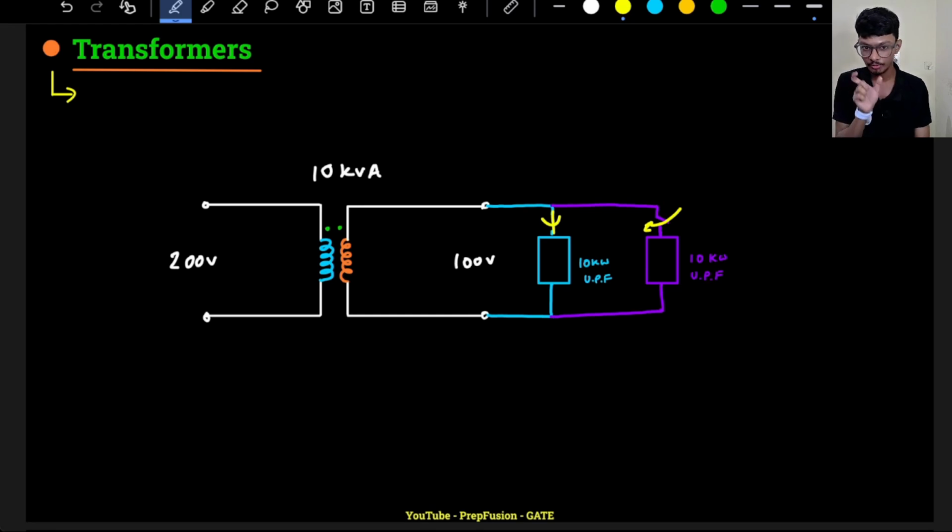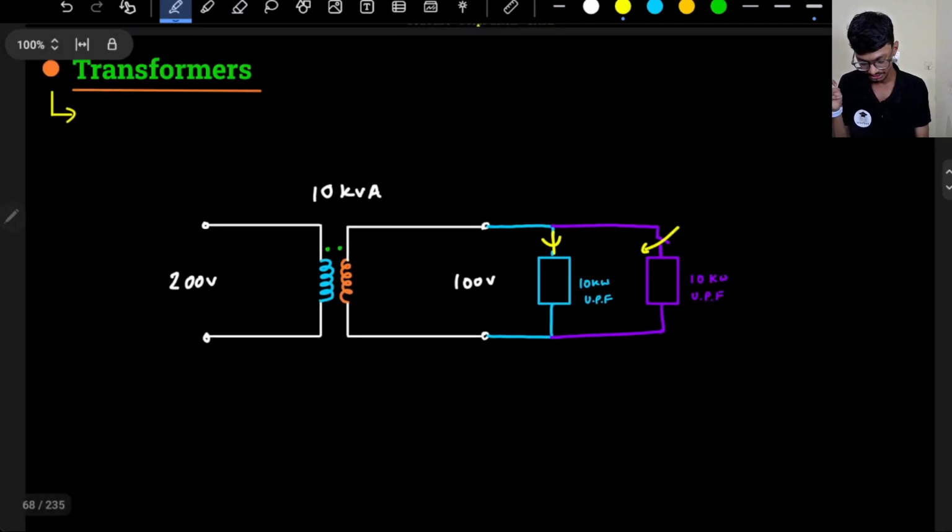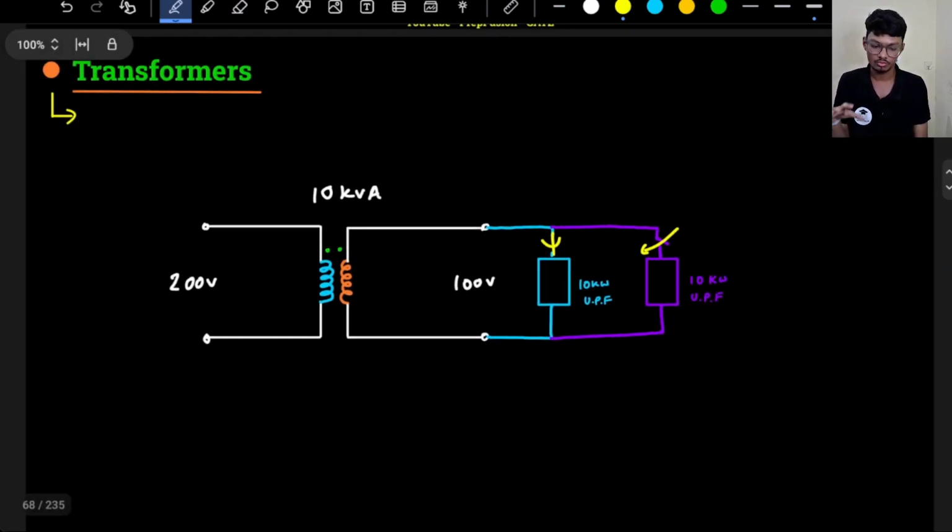So what is the problem? This is the problem basically. I cannot actually use this. So how can I use this? How can I use it?